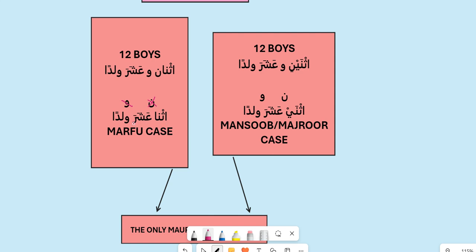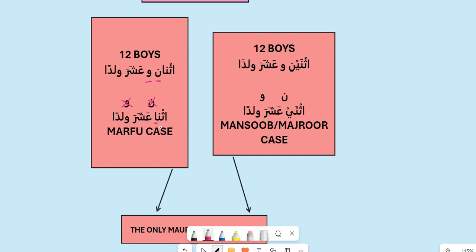So, what are the rules of dual Muthanna? In the marfu case, how do you know that ithna ashara is in marfu case? The presence of alif. This is the alif, or you can say the alif of duality. It represents the marfu case. This number doesn't show its position by the haraka. And this rule, the rule of Muthanna, comes with number 12 only.